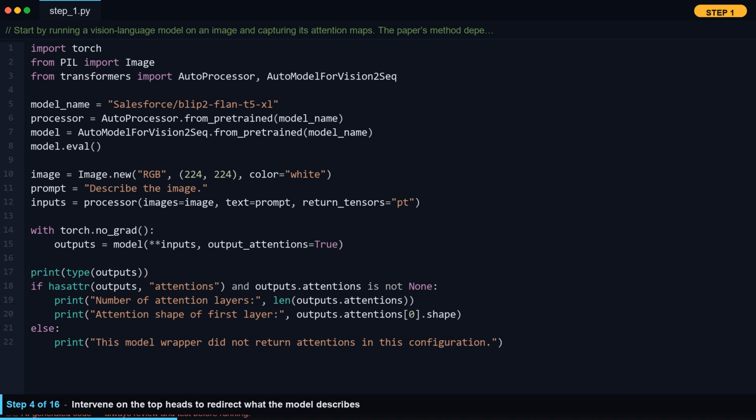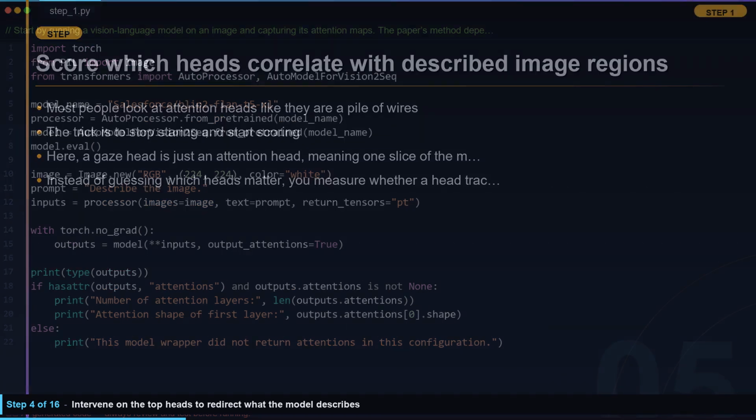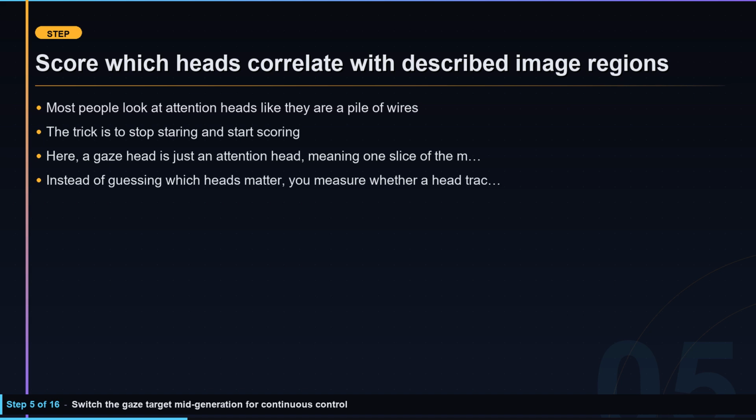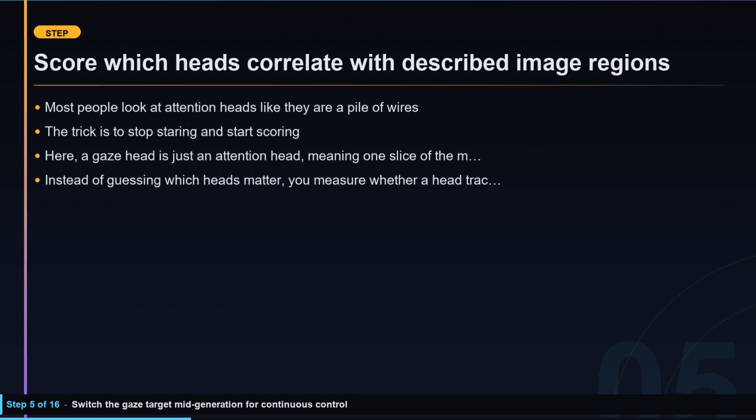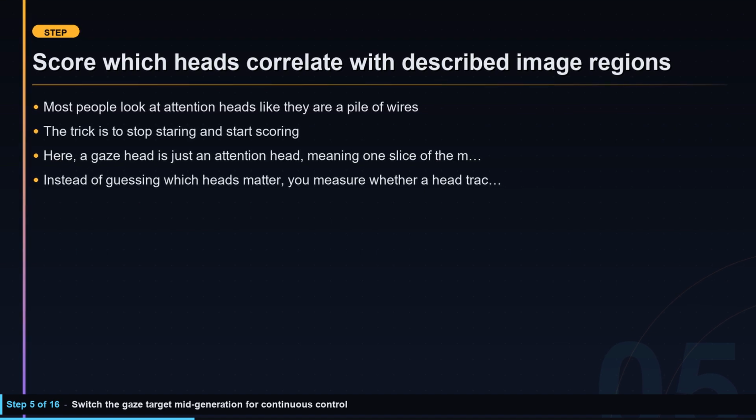But there is a catch most people miss. Most people look at attention heads like they are a pile of wires. The trick is to stop staring and start scoring. Here, a gaze head is just an attention head, meaning one slice of the model that decides what to focus on. Instead of guessing which heads matter, you measure whether a head tracks the region that should be described next. That is the key move. It turns a fuzzy visual inspection problem into a ranking problem.